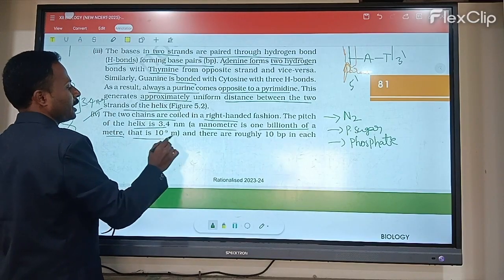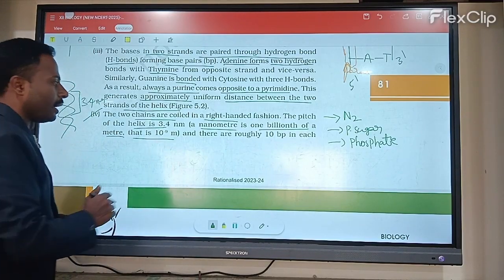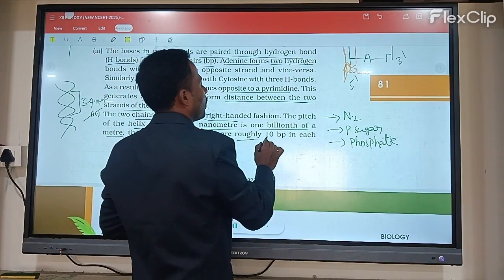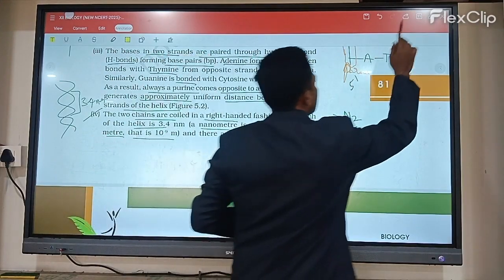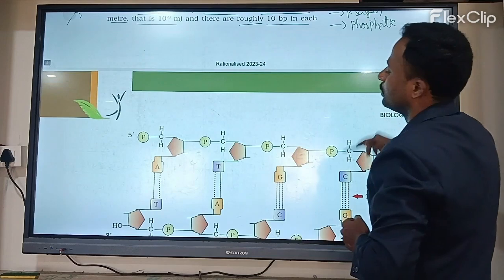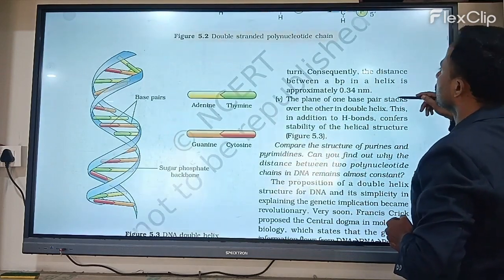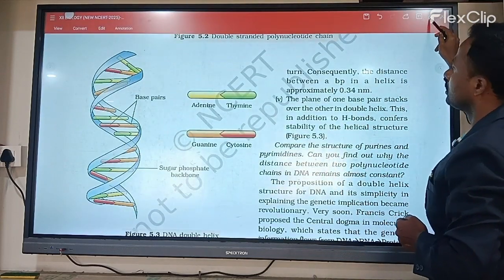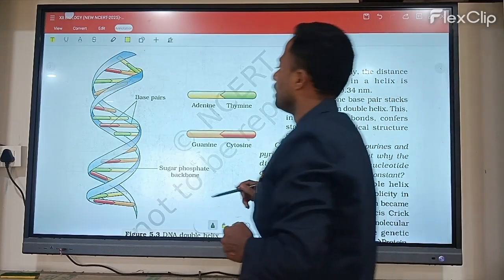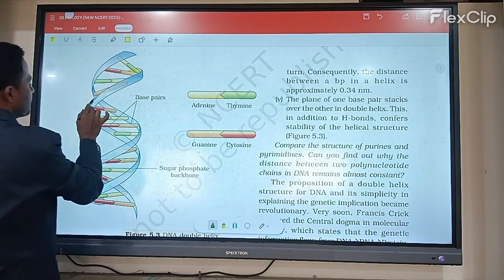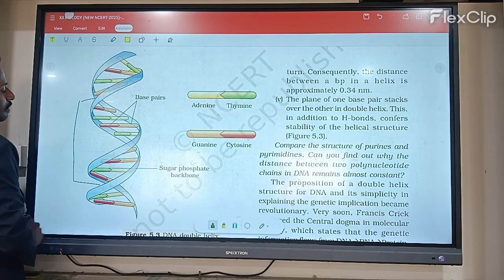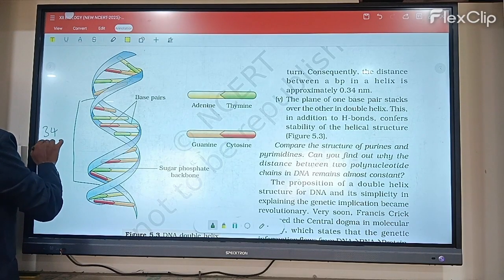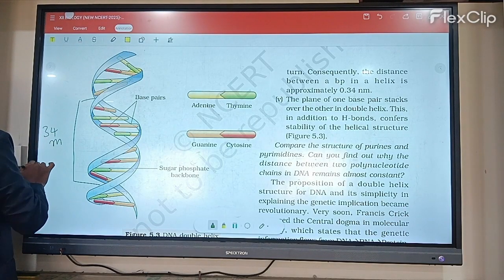That is approximately 10 to the power of minus 9 meters, and there are 10 base pairs in each turn. Each turn is one complete pitch. From here to here, what is it? One pitch, approximately 3.4 nanometers.